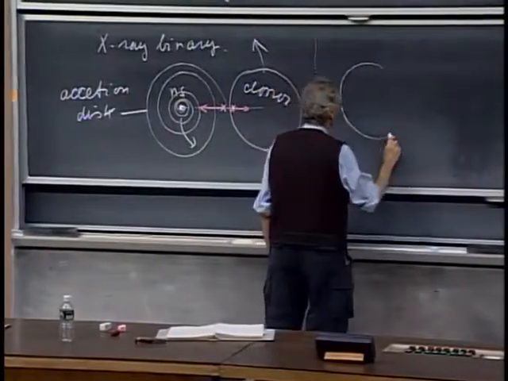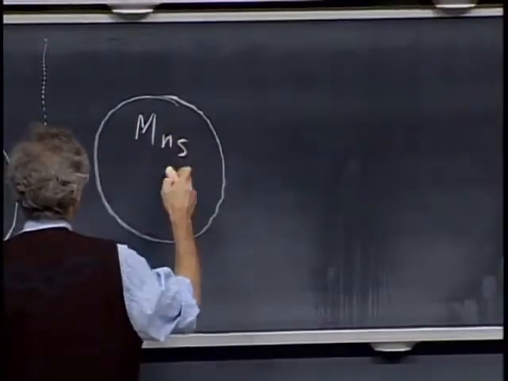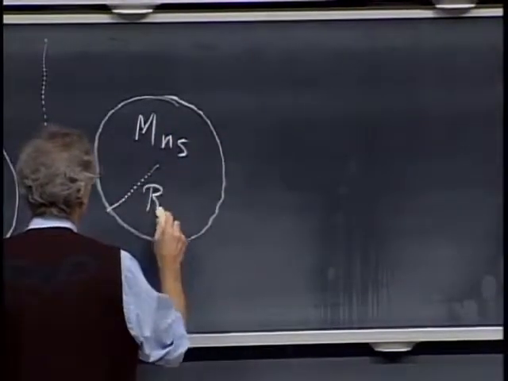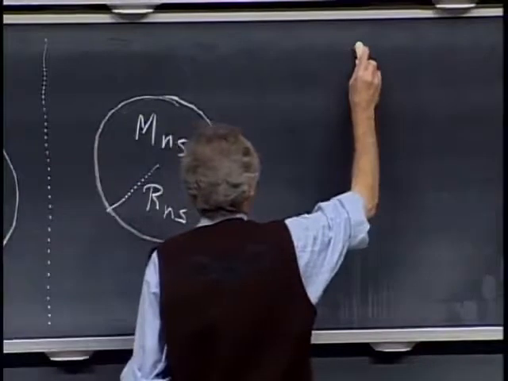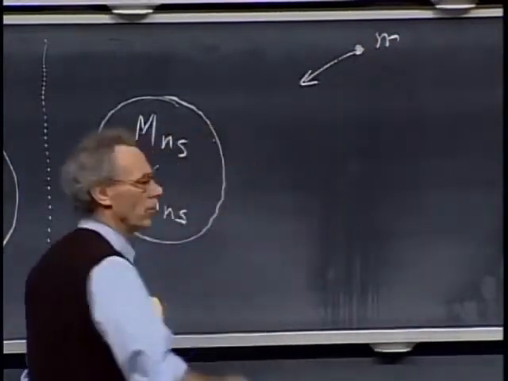What comes is extremely pedestrian. This is the mass of the neutron star. And this is the radius of the neutron star. And I take a little bit of matter, m, and I drop it from a large distance onto the neutron star.